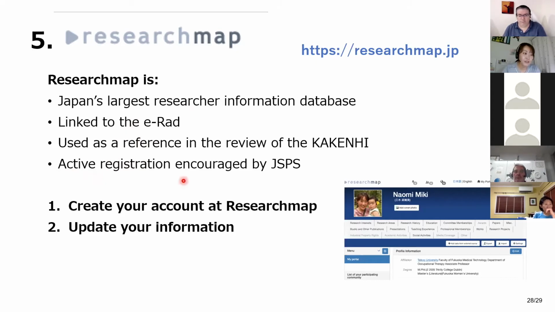So if you are thinking about applying to Kakenhi, it's better to create your own account on the website. You can keep updating your information, which reduces the burden of making the list of your research history. You need to search for your own name on ResearchMap and check if your institution has already created your account first.